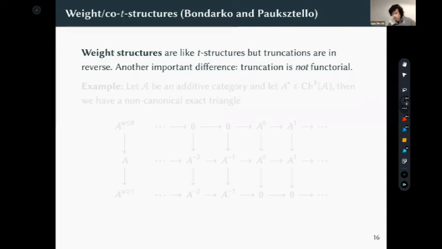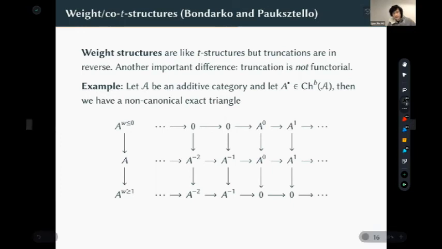You can think about weight truncation, if you think about spaces, as a kind of cellular decomposition of your space. Given a space, there are many ways to realize it as a CW complex, and the cellular decomposition will be different for each of them. So weight truncation has that spirit. I won't bore you with the axioms of weight structures, but let me give you a concrete example of what it looks like. In particular, what do I mean by truncation in reverse? And what do I mean by not functorial?